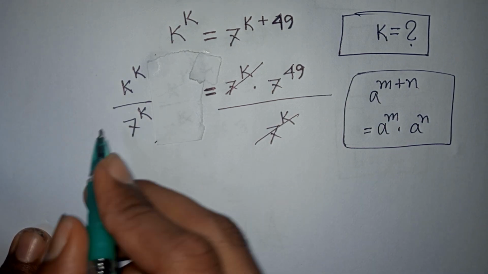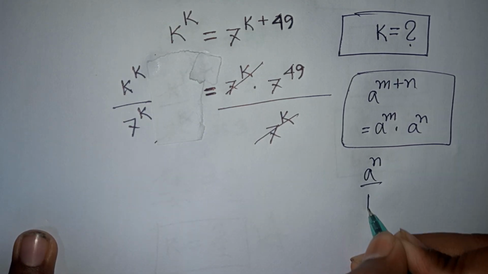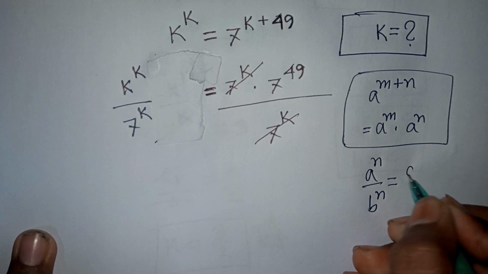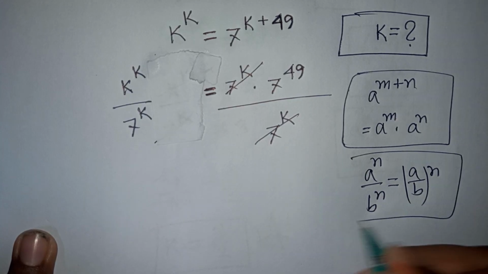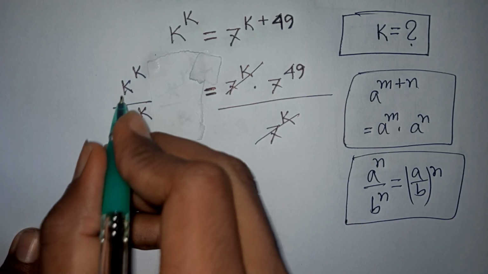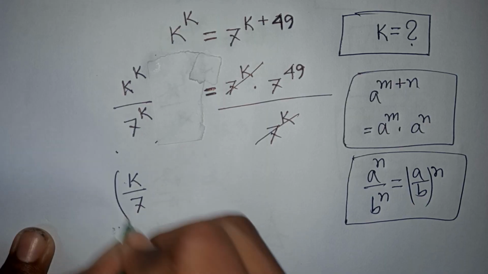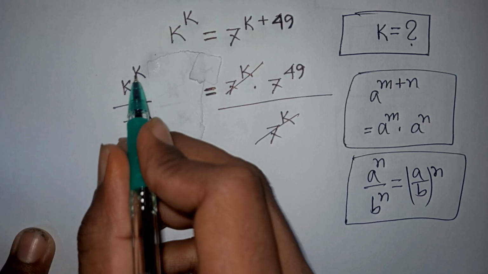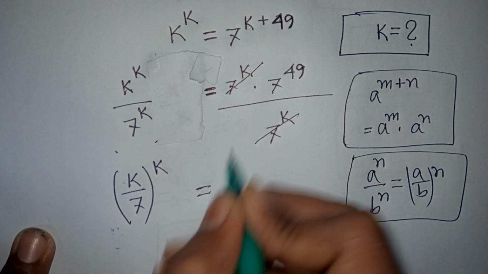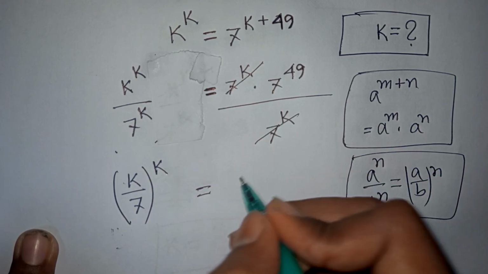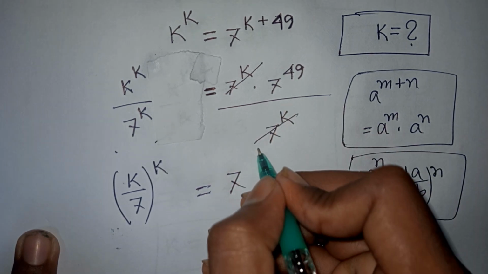Now from here we apply this exponential rule that a power n over b power n is equal to a by b in brackets with common power n. So according to this formula, it will be k by 7 in brackets, power k, is equal to 7 power of 49.